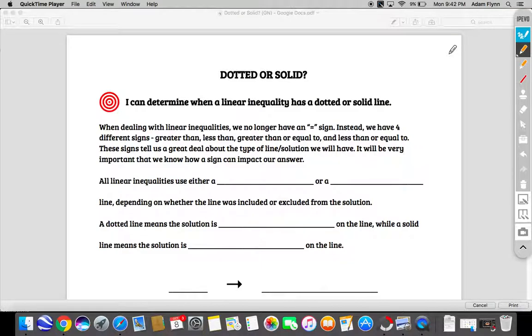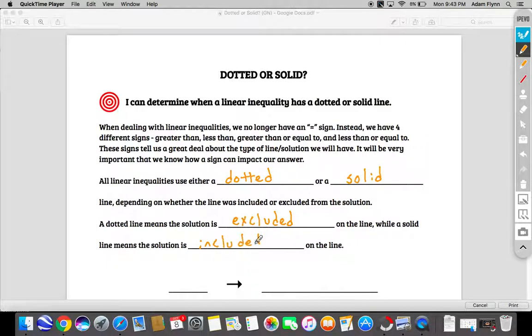So, all linear inequalities will use either a dotted, some people use the term dash, that's fine too, or a solid line when graphing, depending on whether the line is included or excluded from the solution. A dotted line means the solution is excluded on the line, while a solid line means the solution is included on the line.